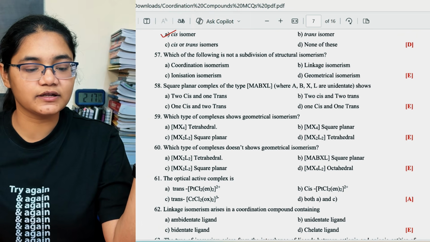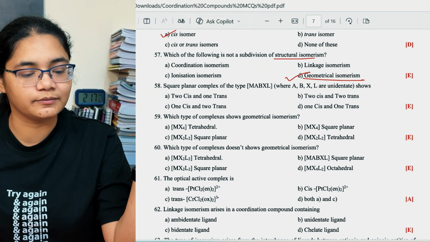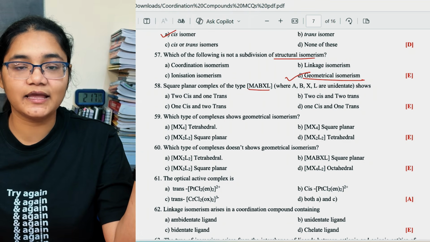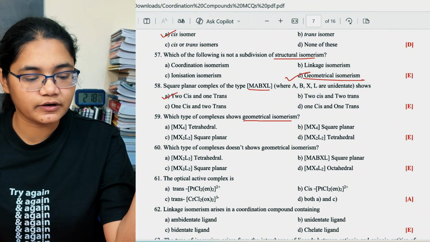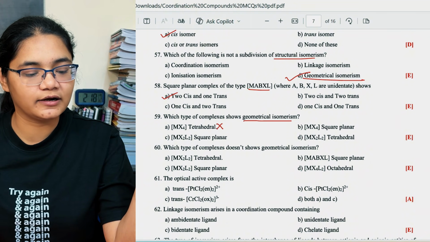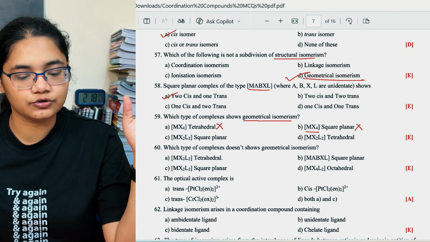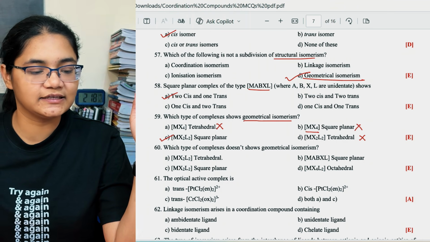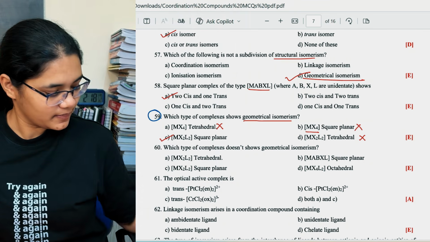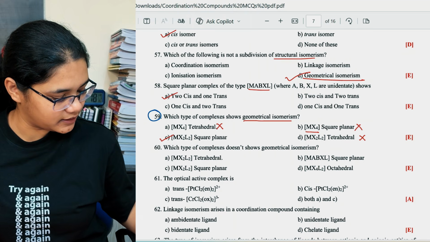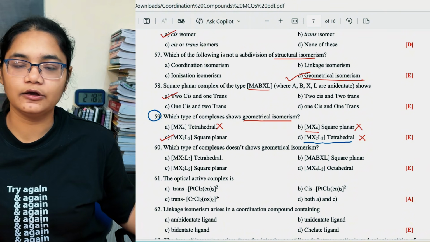Which of the following is not a subdivision of structural isomerism? Geometrical isomerism is not a subdivision. Option number D. Square planar MABXL has two cis and one trans form. Which type of complexes shows geometrical isomerism? MX4 tetrahedral doesn't show geometrical isomerism. Square planar where all the ligands are the same will not show, tetrahedral will not show. So option number C is the correct answer. But the answer given here is incorrect. For 59 the answer actually given is D, which is completely wrong.